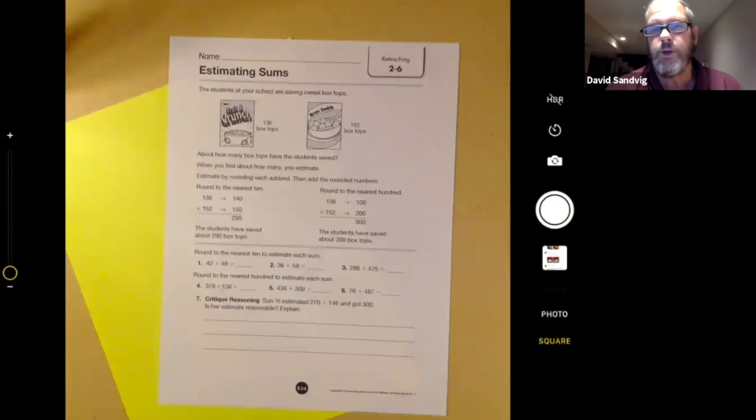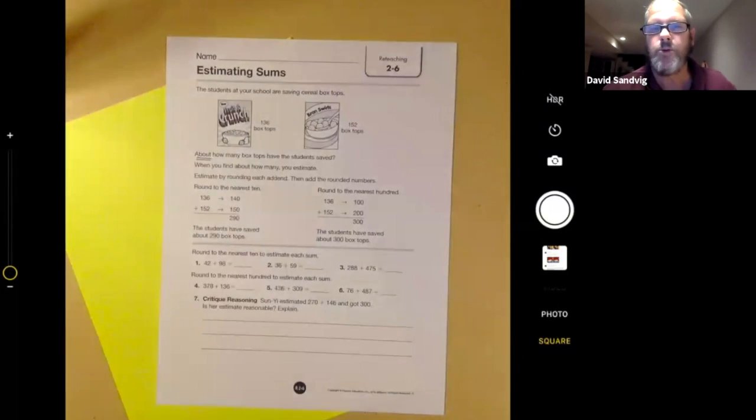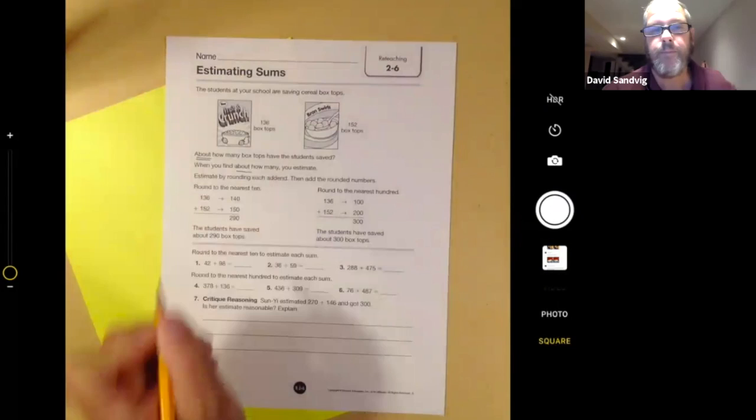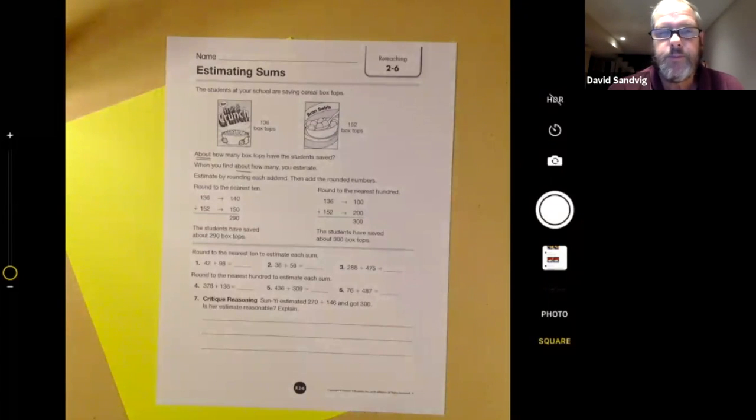Now you could go through and add them up, but the key here is the word about. See that word about? That means it does not want you to simply add the numbers to find the sum. The directions are asking for an estimate. So when you find about how many, you estimate. Estimate by rounding each addend, then add the rounded numbers.